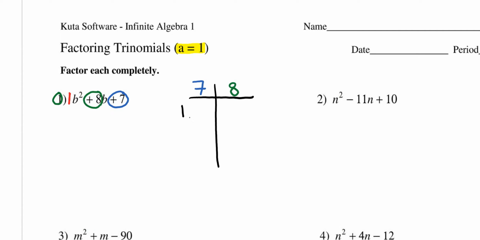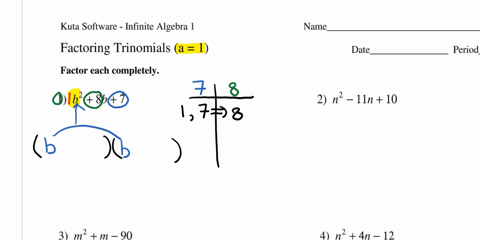So the numbers that work in my mind are 1 and 7. 1 times 7 is 7, and 1 plus 7 is equal to 8. After that, since you have a leading coefficient of 1 here, you want to set your brackets like this, and you should have the variable b to start off, b and b. Remember, b times b gives you the b squared. So have the b's there, and then the numbers 1 and 7 that you found on your table, those are the numbers that go inside your brackets. And that's your final answer.